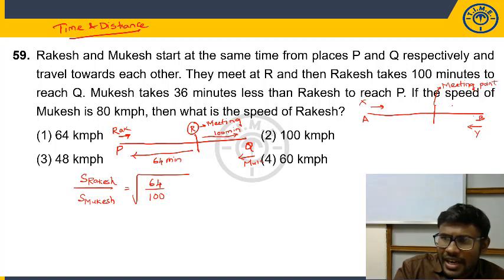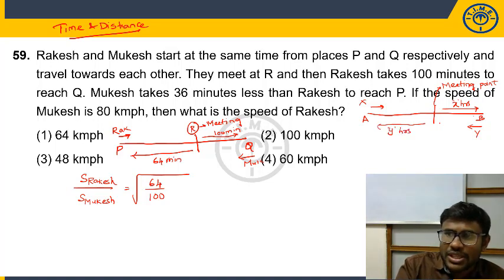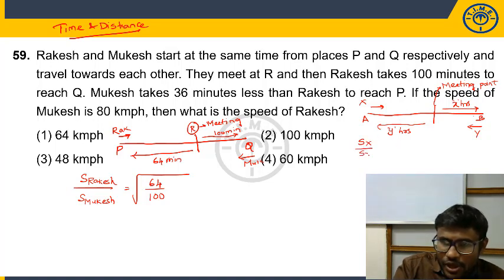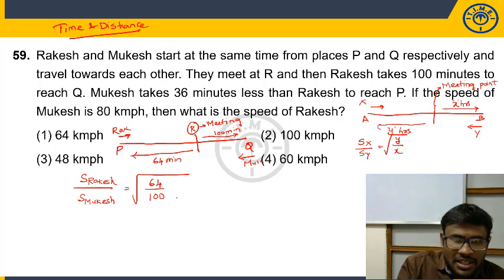After meeting at that point, the first person takes X hours to reach the destination and the second person takes Y hours to reach the destination. Then speed of X by speed of Y is given by root Y by X. Similarly, Rakesh is the first person and Mukesh is the second person.